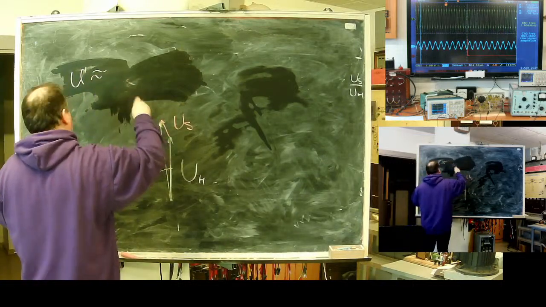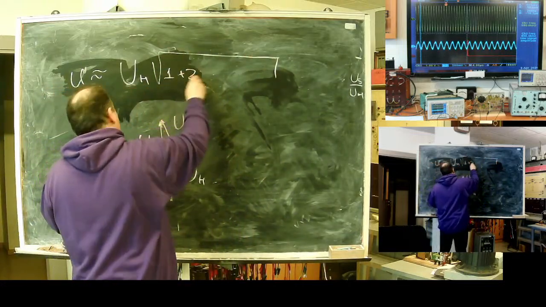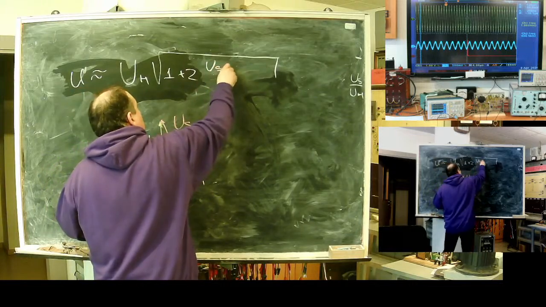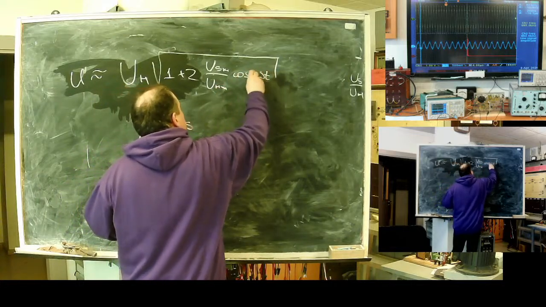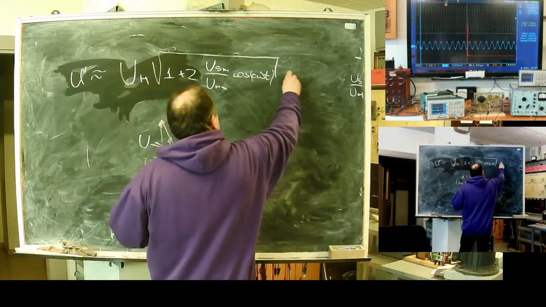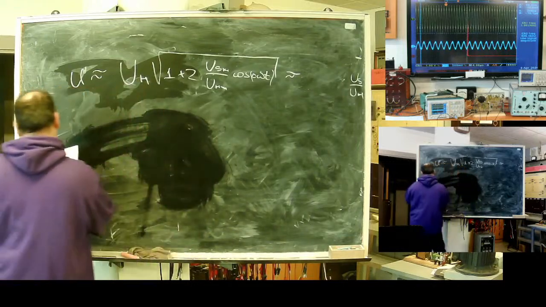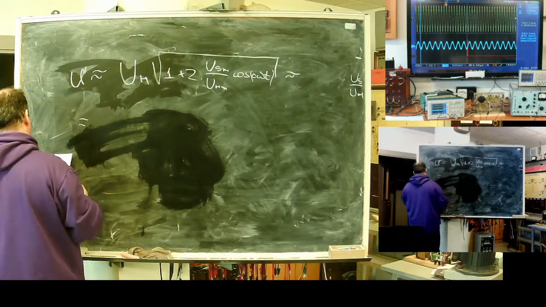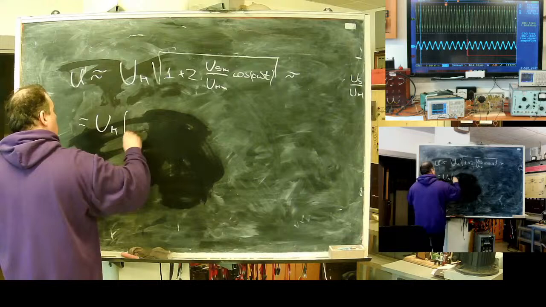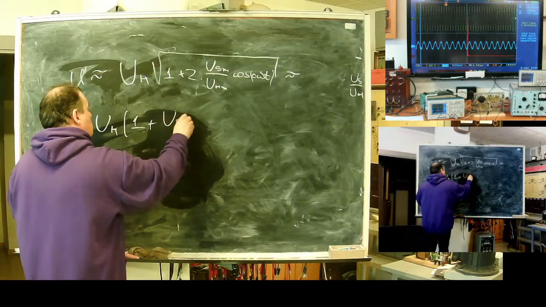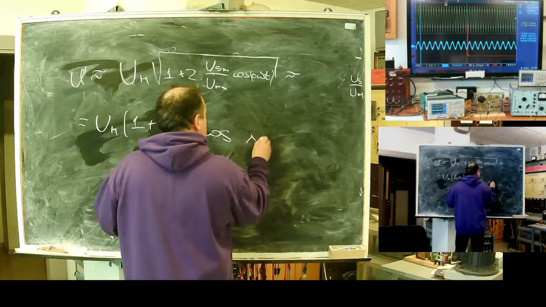approximately U heterodyne square root of 1 plus double U signal max over U heterodyne max cosine delta omega t, again approximately equal to U heterodyne times 1 plus U signal max over U heterodyne max cosine delta omega t.